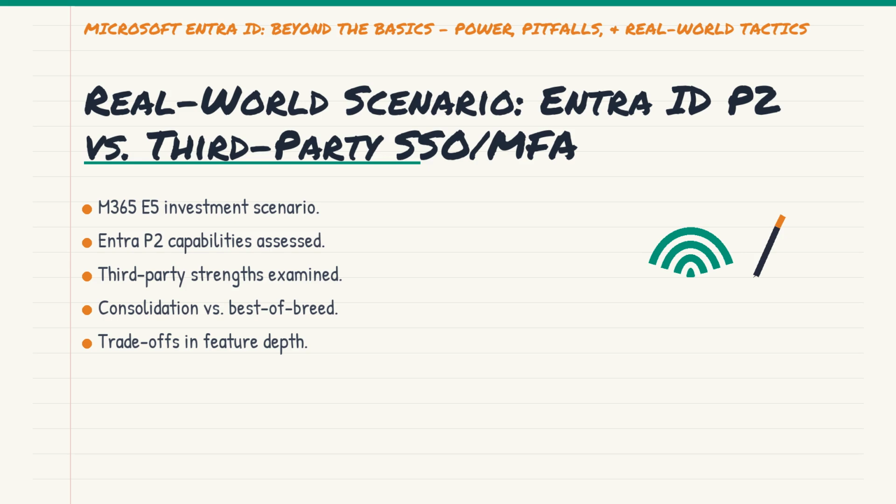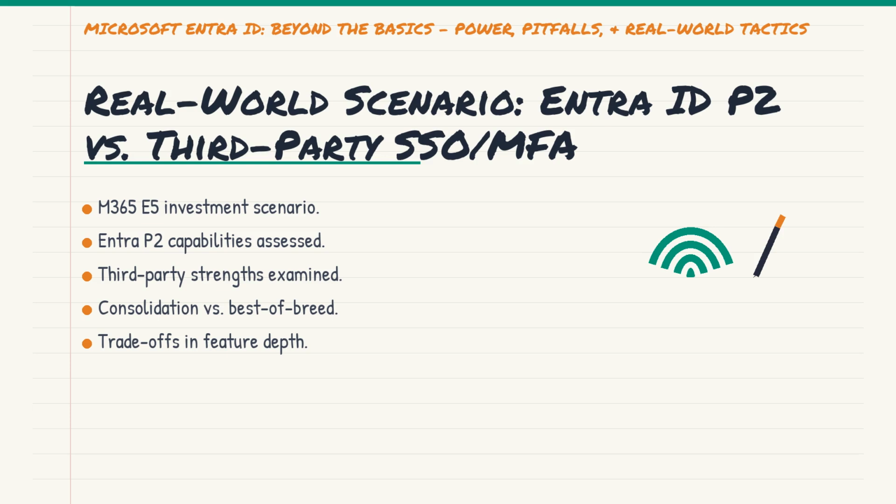From an architecture perspective, Entra ID P2 offers robust SSO capabilities via SAML and OAuth, identity protection for risk-based MFA, and PIM for privileged access. The temptation is to consolidate, reduce vendor sprawl, and leverage existing M365 investment. However, the third-party tools might have deeper integrations with niche applications, more mature custom policy engines, or better UX for certain user segments.